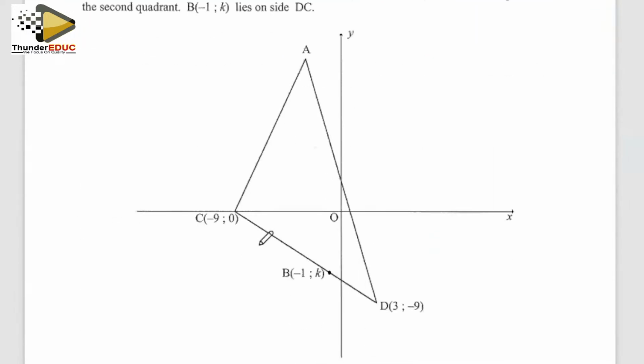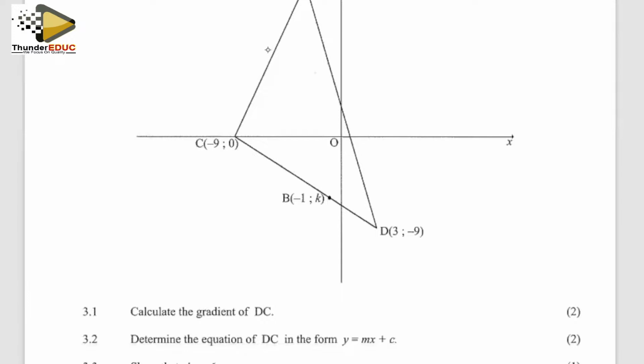It's telling us that on the diagram below, ACD has vertices A, D, C, where A is a point in the second quadrant. And then they're telling us that B is -1 and K, which lies on the side of DC.